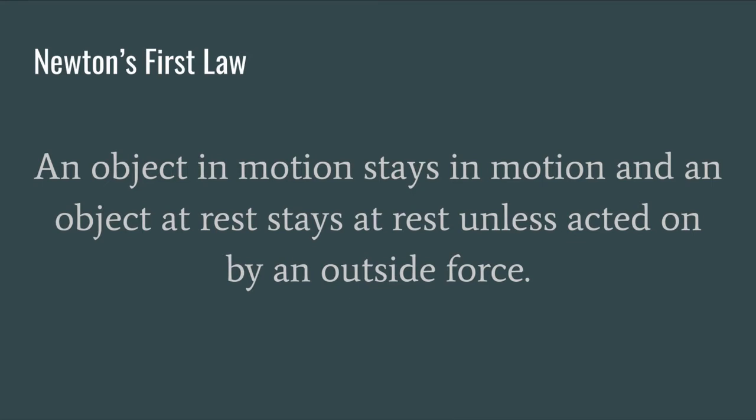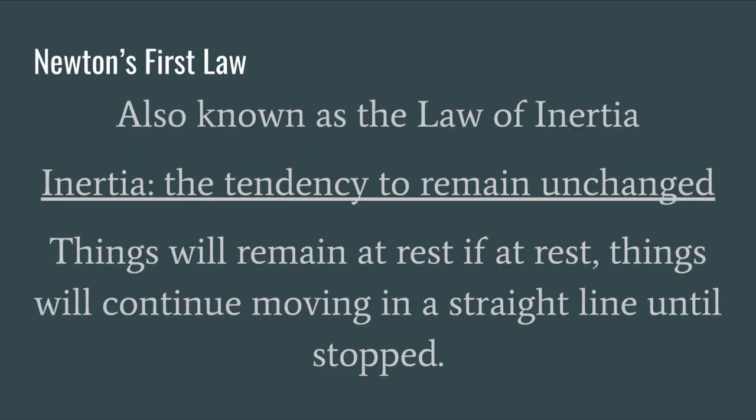So if an object is moving, it's going to keep moving, and actually it's going to keep moving in a straight line in one direction, and an object at rest is going to stay there unless something comes up and moves it. Now, this first law is also sometimes known as the law of inertia. Now, this is important for tomorrow. Inertia is the tendency to remain unchanged. So the tendency for things to stay at rest and the tendency for things to continue moving in a straight line until they are stopped. Okay, and we are going to look into some examples of those very soon.